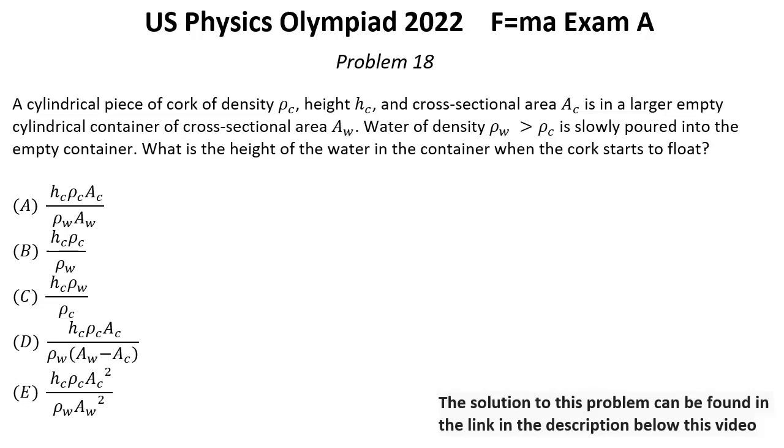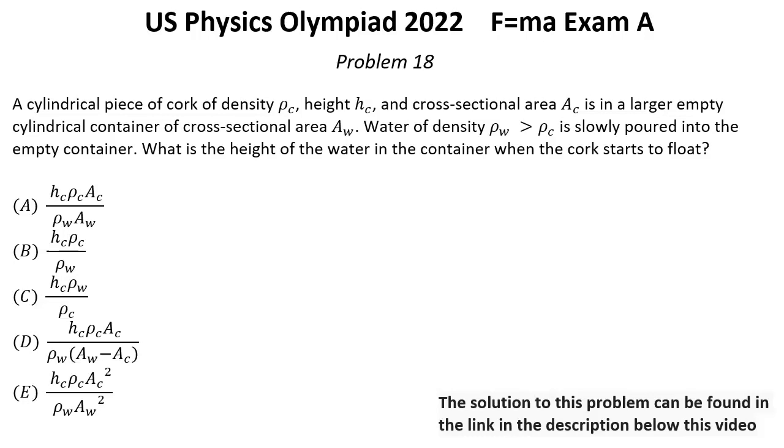Problem number 18. A cylindrical piece of cork of density rho c, height hc and cross-sectional area AC is in a larger empty cylindrical container of cross-sectional area AW. Water of density rho W greater than rho c is slowly poured into the empty container. What is the height of the water in the container when the cork starts to float?